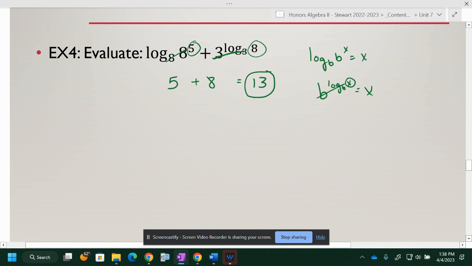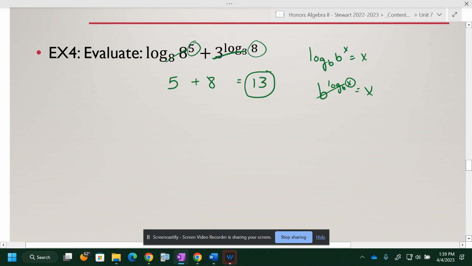They're not the same base. The one is a log and the other one is an exponential. It's only whenever they have the same base that we can do the addition, subtraction into the multiplication and division. Okay. The 3 and the 3 are the same. The 8 and the 8 are the same.